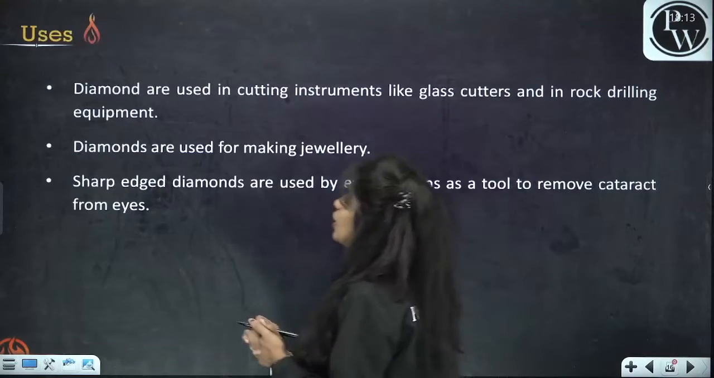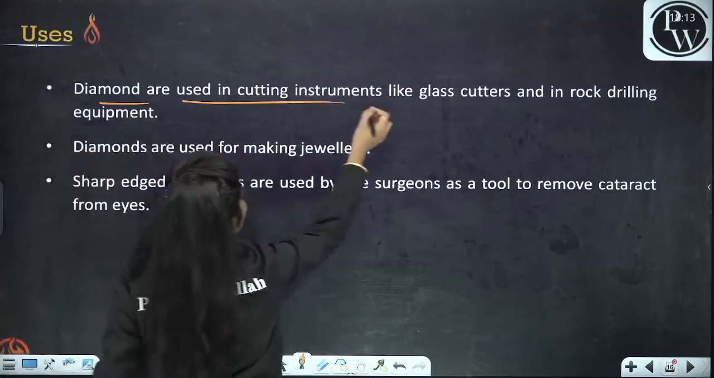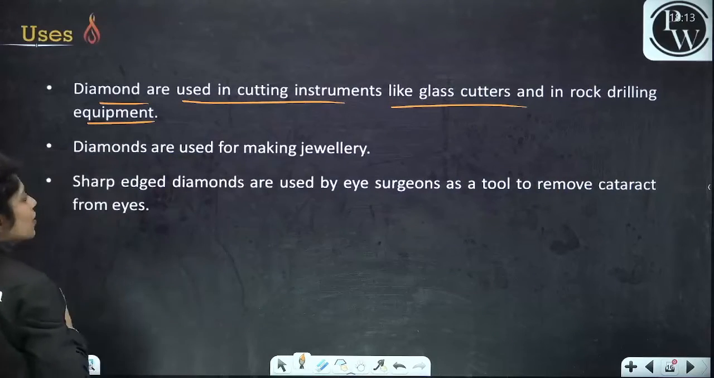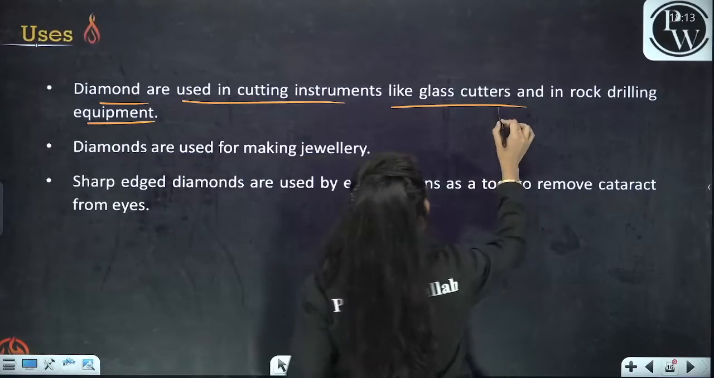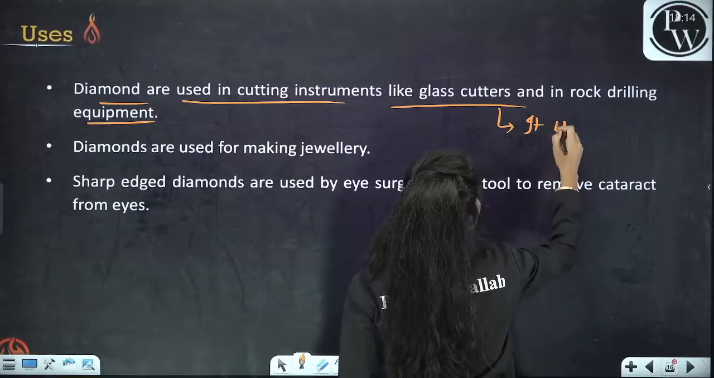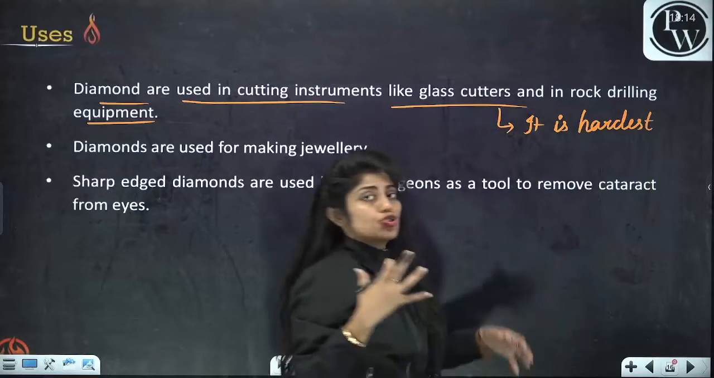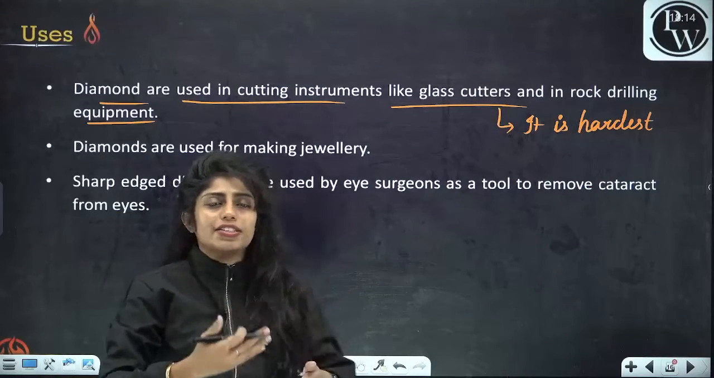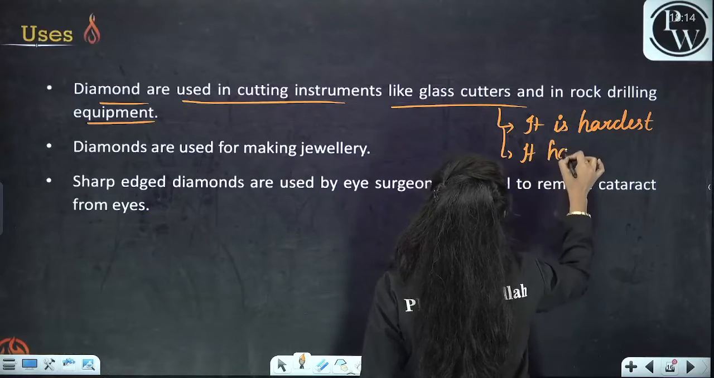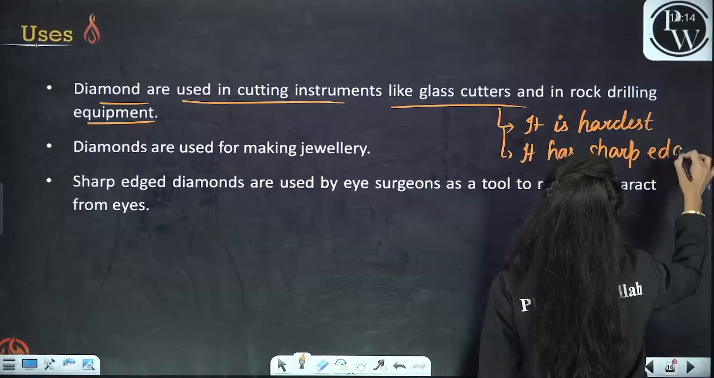Now, proceeding with the uses. What can be the uses? Diamond is used in cutting instruments like glass cutters and in rock drilling equipment. Why? Because it is hardest. So we can use this strength in cutting other hard substances. Also, it has sharp edges. Good?